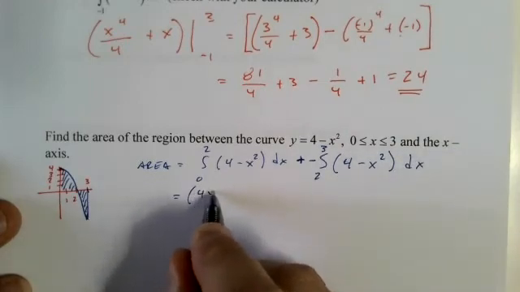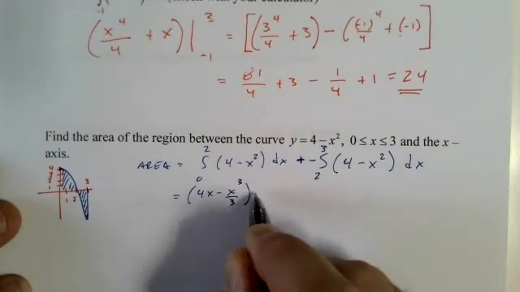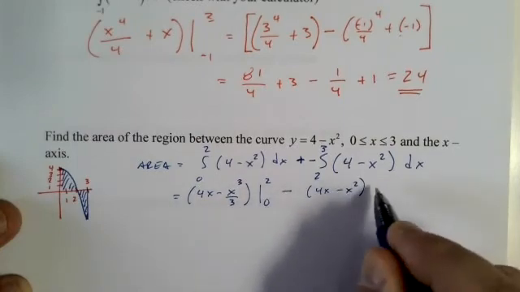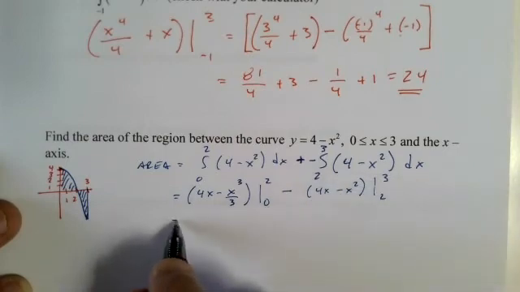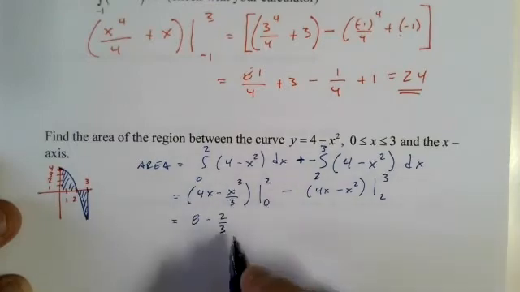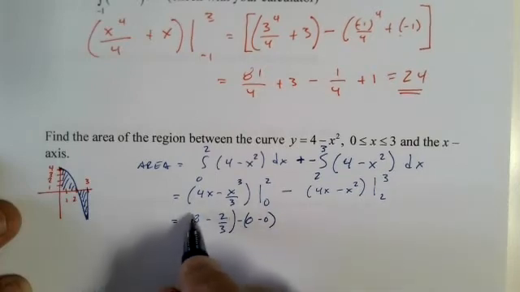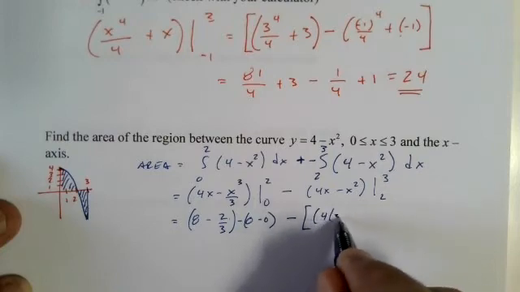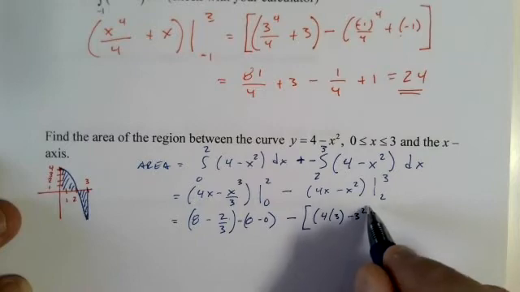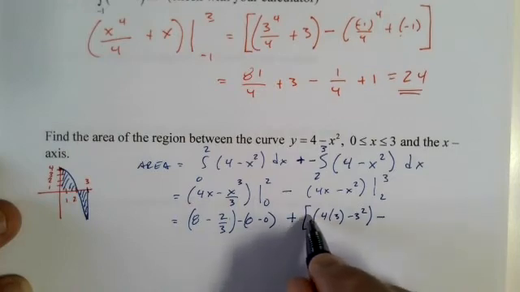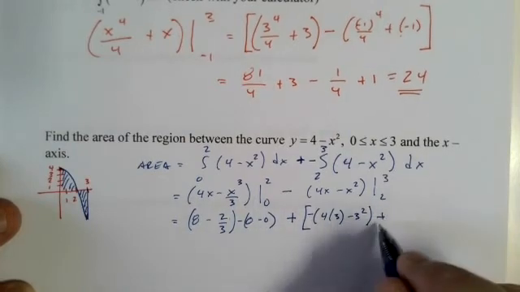Very messy math here. 4x minus x to the third over 3, 0 to 2, minus 2 to 3, 8 minus 2/3. These are both 0 out, minus 0, minus 0, just to show that I actually did it. Minus, careful here, this one will not just disappear. 4 times 3 minus 3 squared minus, and I'm going to go with a plus negative plus, because that's going to cancel out.